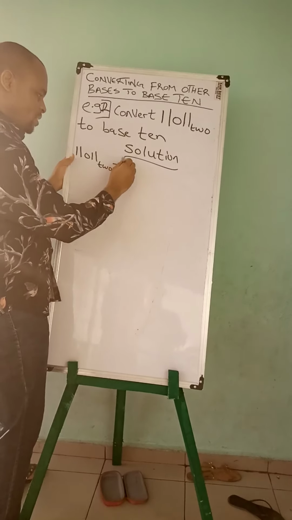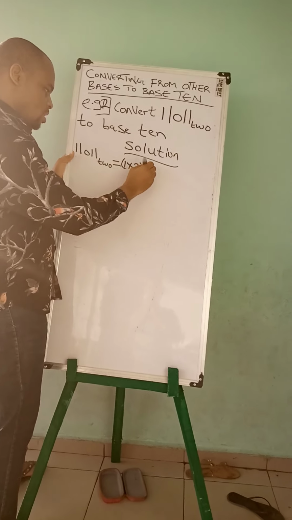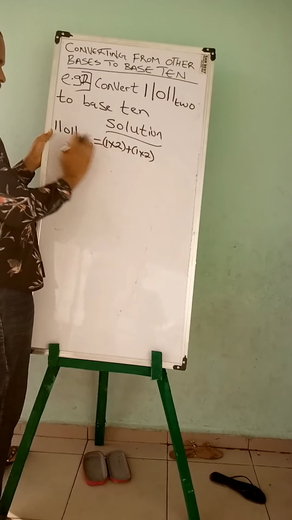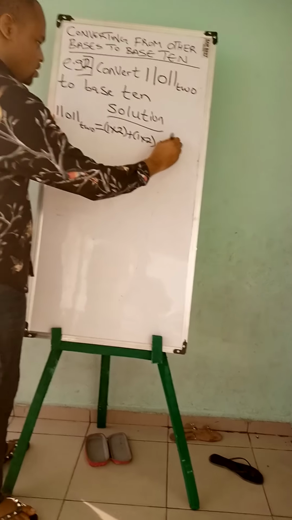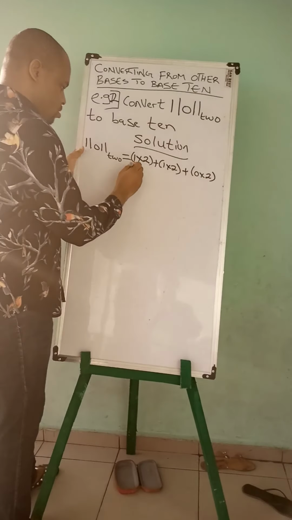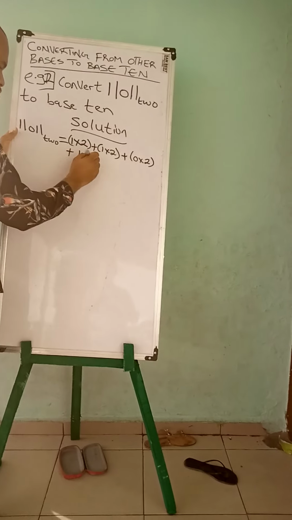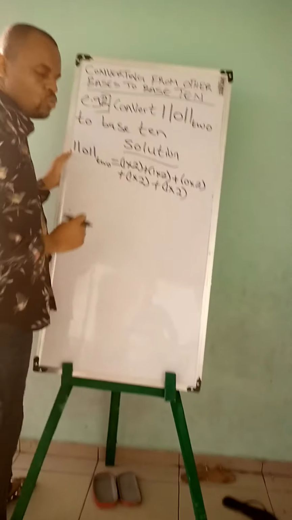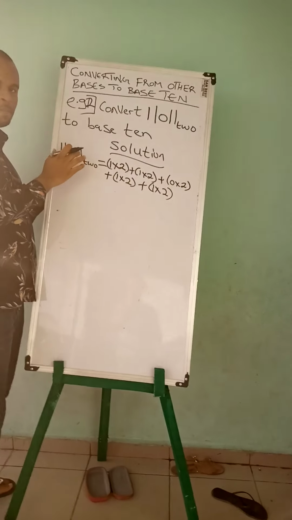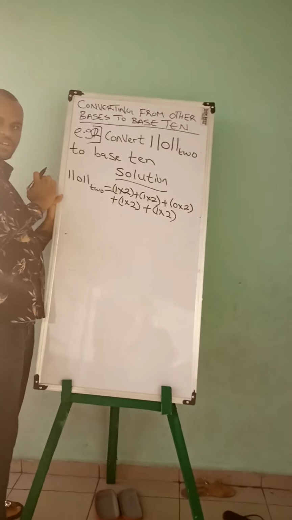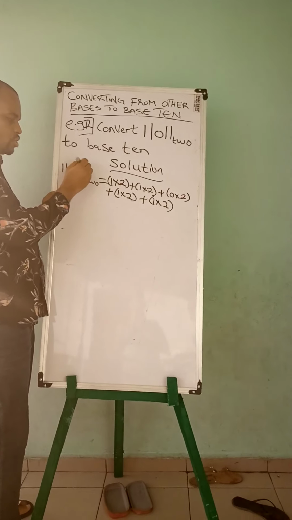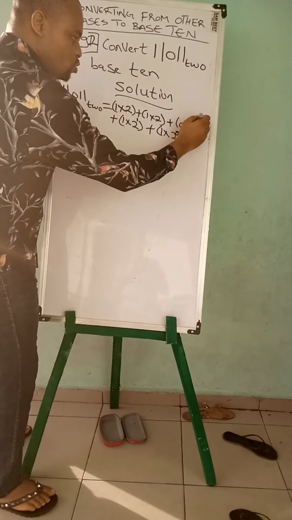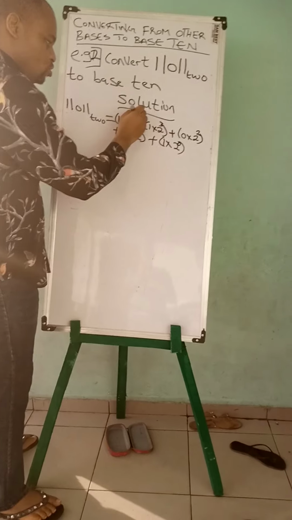So I'll pick this first one. 1 times 2 plus this next one, 1 times 2. You can see how I'm putting them in brackets. Plus 0 times 2, plus 1 times 2 plus 1 times 2. Now we'll introduce our powers. Remember, we introduced the powers from behind to the front, from the end to the first. 0, 1, 2, 3, 4. So I introduce 0, I introduce 1, I introduce 2, I introduce 3, I introduce 4.